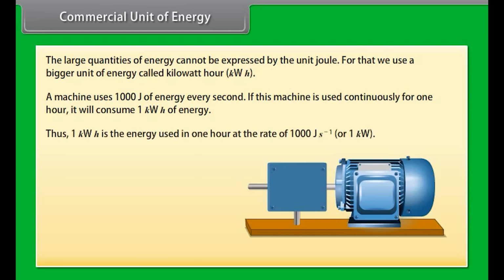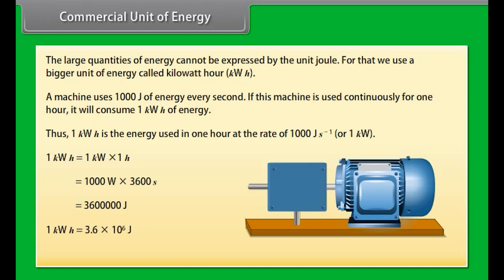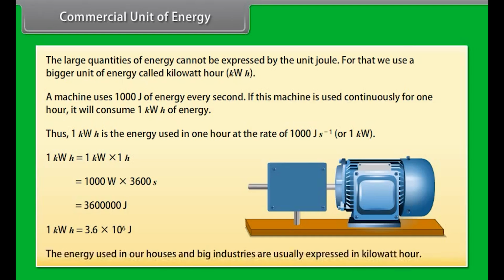Thus, 1 kilowatt hour is the energy used in 1 hour at the rate of 1000 joule per second, or 1 kilowatt. So, 1 kilowatt hour is equal to 1 kilowatt into 1 hour, which is equal to 1000 watt into 3600 second, which is equal to 36 lakh joule. 1 kilowatt hour is equal to 3.6 into 10 raised to the power 6 joule. The energy used in our houses and big industries is usually expressed in kilowatt hour.